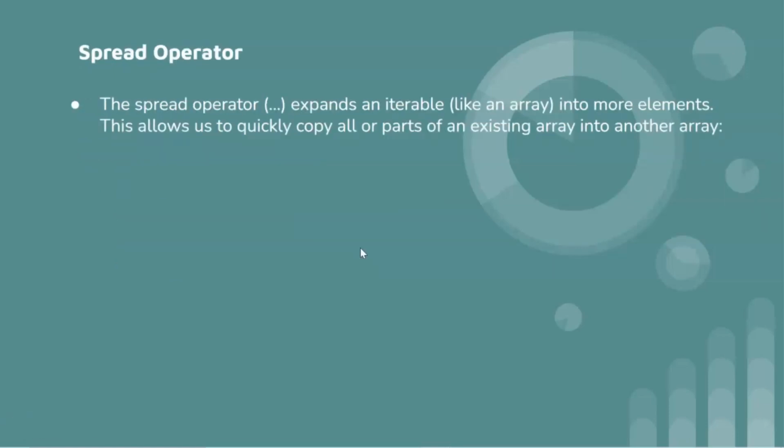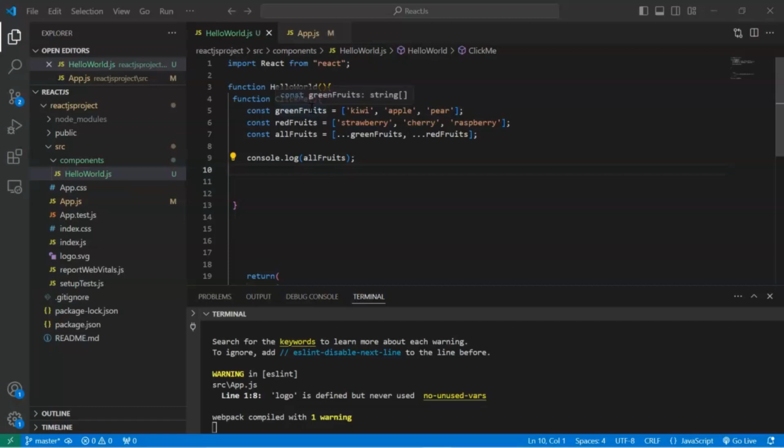Now the next is the spread operator. The spread operator, that is the 3 dots, expands an iterable like an array into more elements. This allows us to quickly copy all or parts of an existing array into another array. Now let's understand this with an example. So here you can see I have declared 3 arrays. In green fruits there is kiwi, apple and pear. In red fruits there's strawberry, cherry and raspberry.